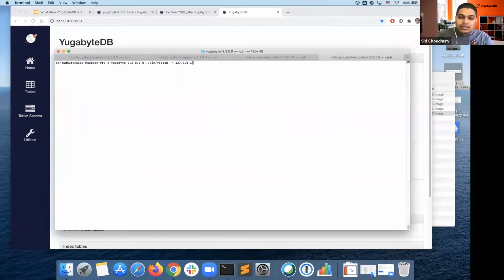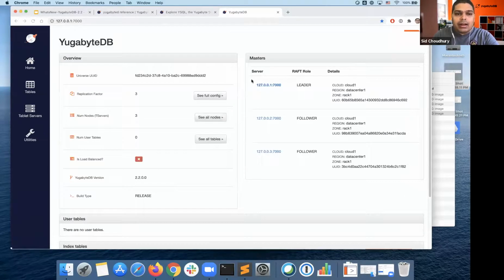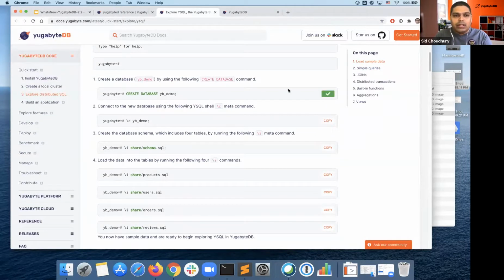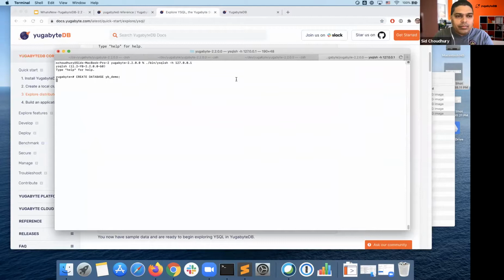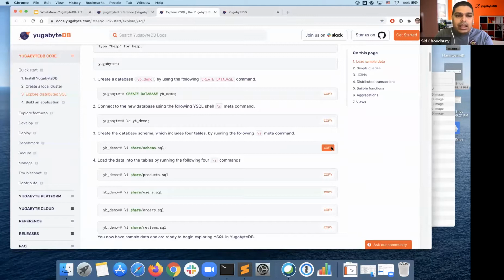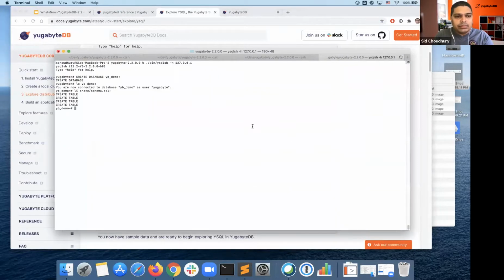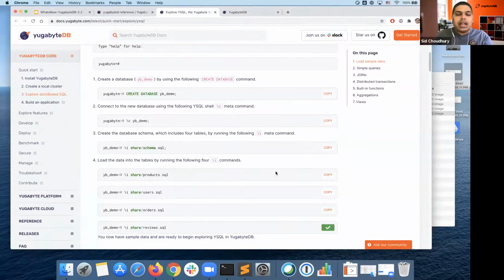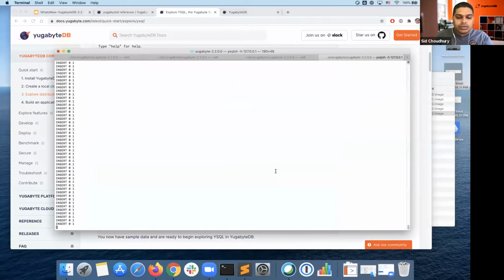Now, let's run some queries. So here what I'm doing is using the ysqlsh to go to the first node. And all I'm going to do is go through this tutorial that we have. So let's create a database. Let's go to the database and let's add a schema. Let's add some products. Let's add some users. Let's add some orders these users are doing. And let's add some reviews.